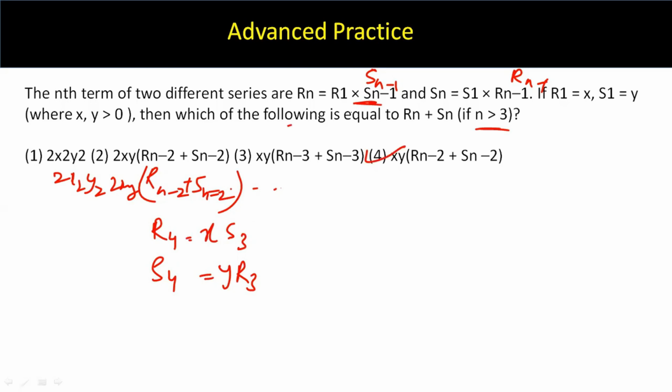Good. So what he has done is, because n is greater than 3, he has calculated R4 and S4, then he has calculated R5 and S5. R5 कितना आ रहा है सिद्ध?